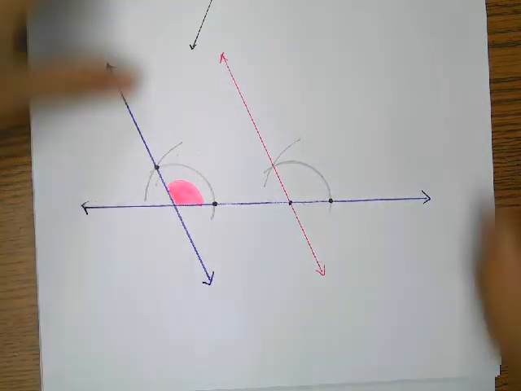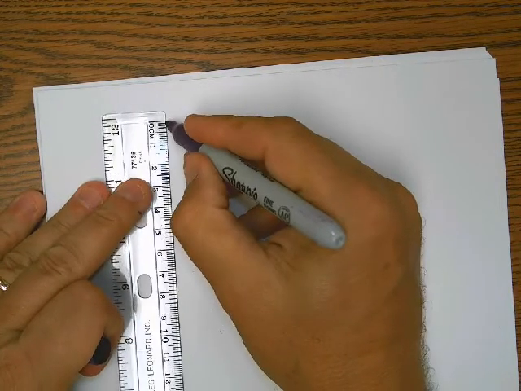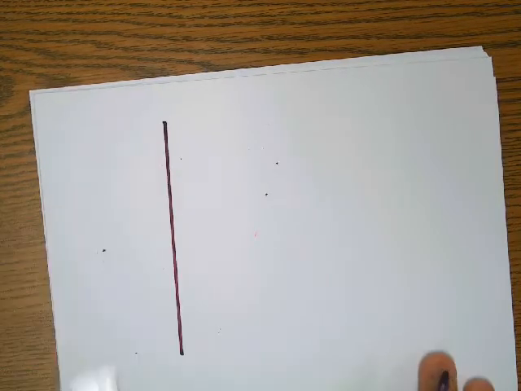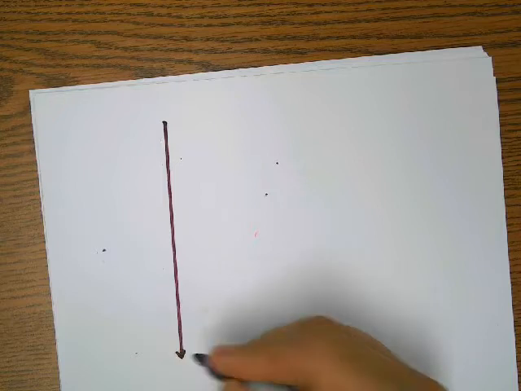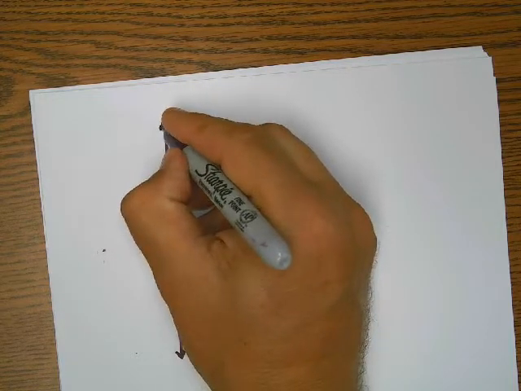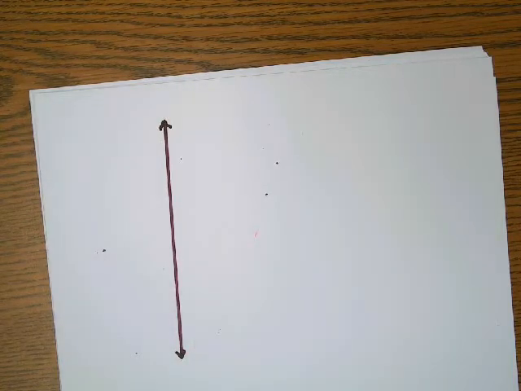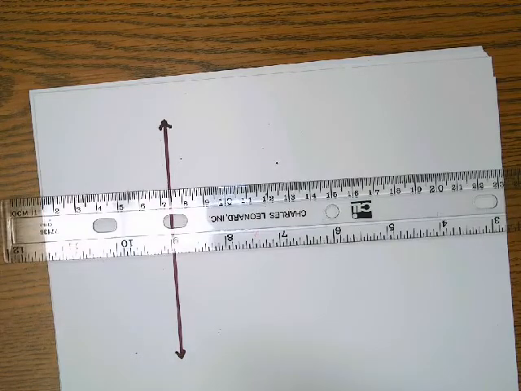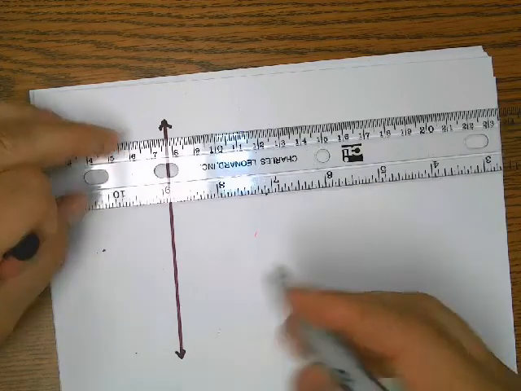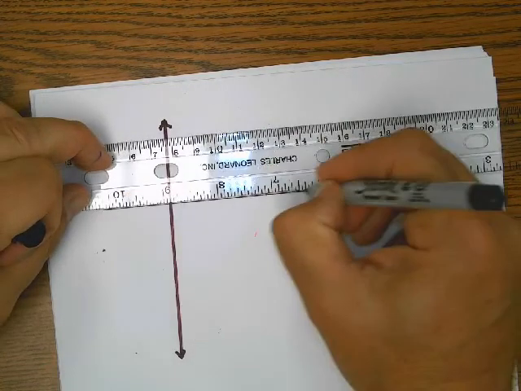Let's do another one. This time, the original line that I want to start off with, we're going to make it vertical. Now let's construct a parallel line to that. Random angle. I'm going to go ahead and make the random angle, try and make it 90 degrees.